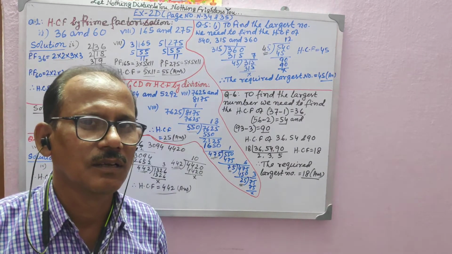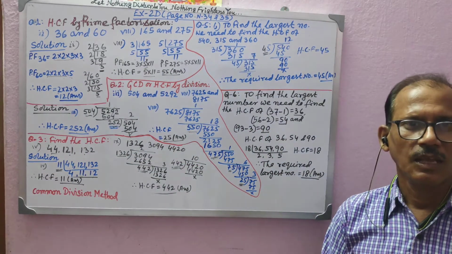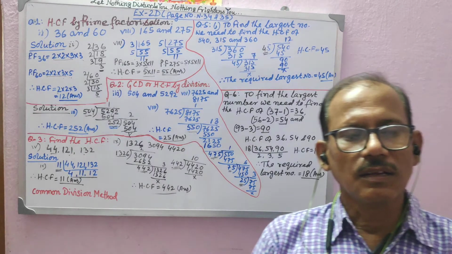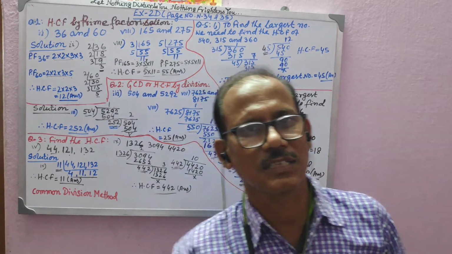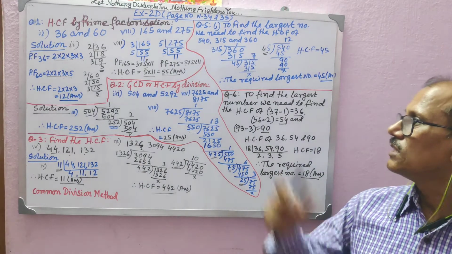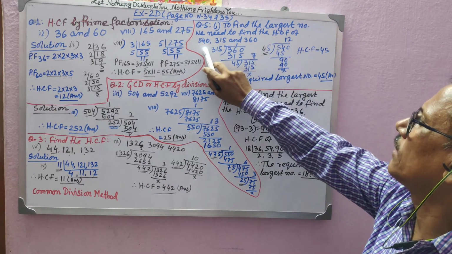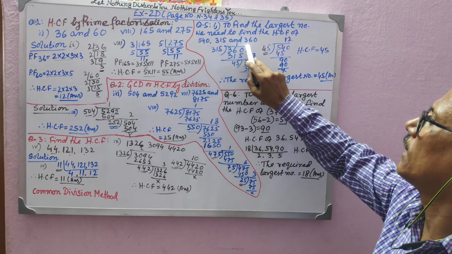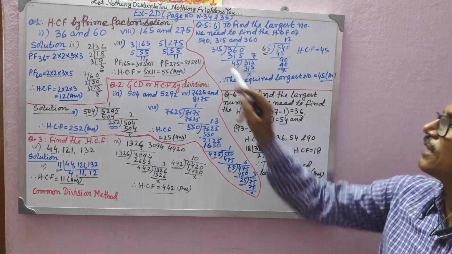That will be the HCF. When you see the highest number which can divide such and such numbers, that is the HCF. So it is given in the question: which is the largest number that can divide 540, 315 and 360 exactly? That largest number will definitely be the HCF of these.